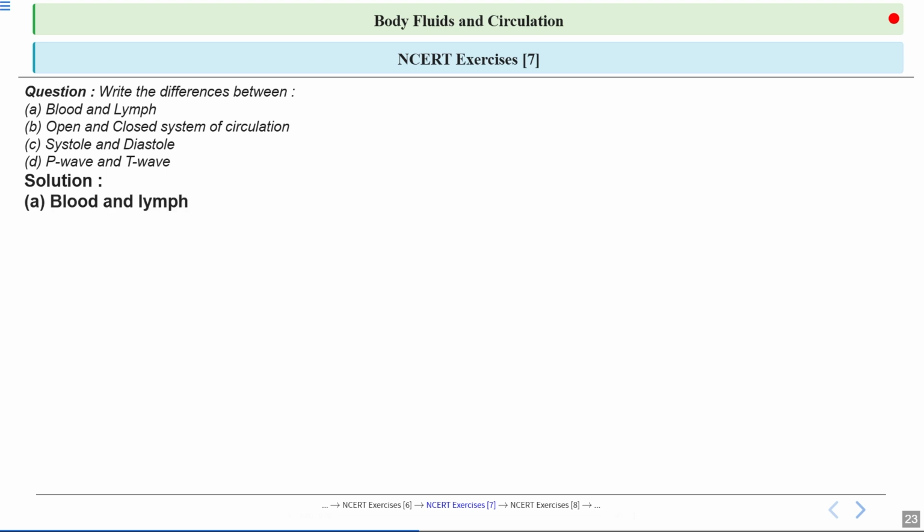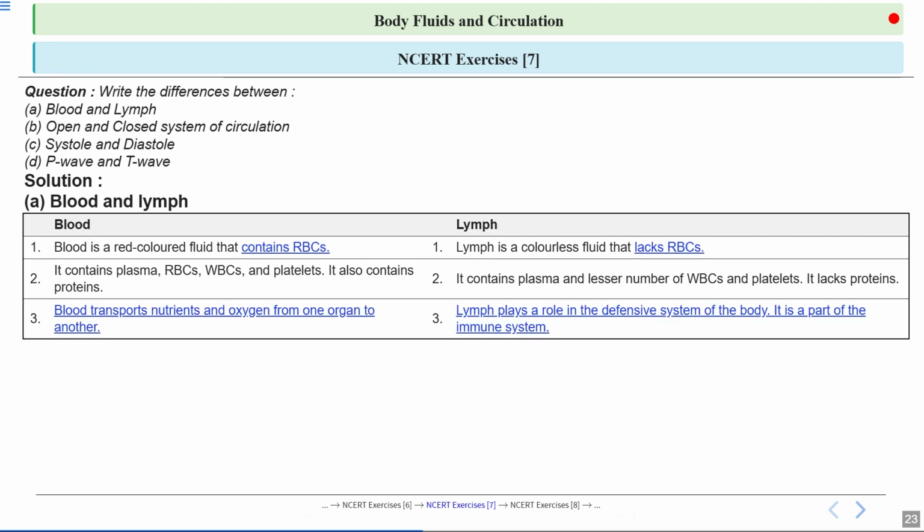Let's talk about blood and lymph. So here is a table comparing blood and lymph. Blood is red in color and contains RBCs, while lymph is colorless and lacks RBCs. Blood has more proteins and is mainly for transport, while lymph is important for immune defense. So you can think of blood as the main delivery system and lymph as the security patrol.